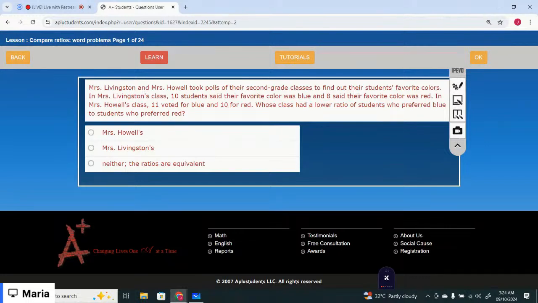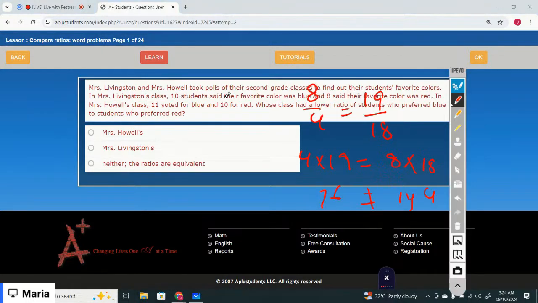Mrs. Livingston and Mrs. Howell took polls for their second grade classes to find out their students' favorite colors. In Mrs. Livingston's class, 10 students said their favorite color was blue and 8 said their favorite color was red. So the ratio is 10 to 8. In Mrs. Howell's class, 11 students voted for blue and 10 voted for red. Whose class had a lower ratio of students who preferred blue to the students who preferred red?